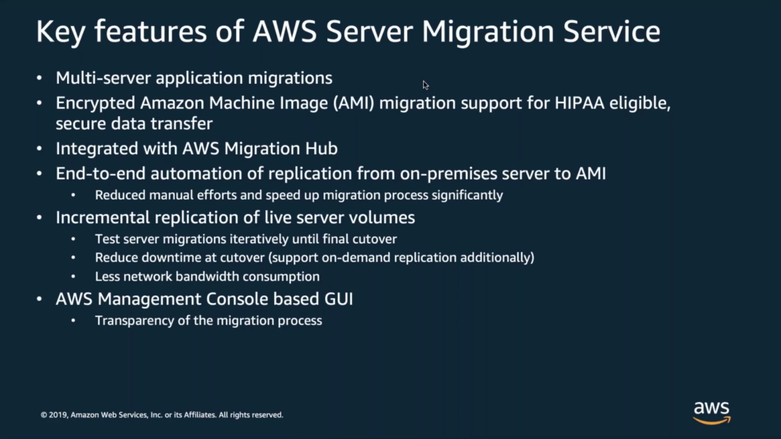So you can migrate multiple applications which in turn have dependencies on different servers. So you can schedule migration of all of those applications together and define the dependencies between different servers. SMS also supports AMI encryption feature, which many of our customers use for migrating workloads which require additional security considerations.